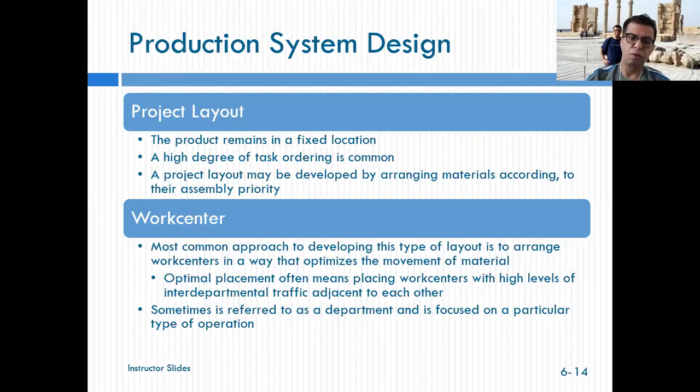The product stays there, and there is a high degree of requirement for people to come in and do these things. The project layout may be developed by arranging the material according to assembly priorities. For example, building a plane or a jet usually happens in one spot, and the product and the assembly come in there to do that.